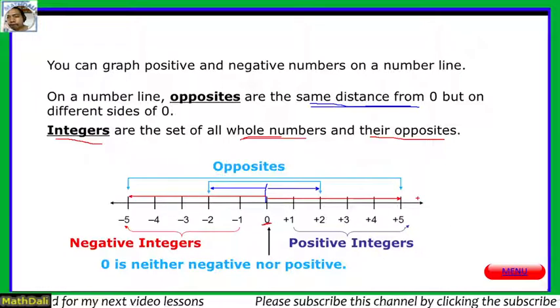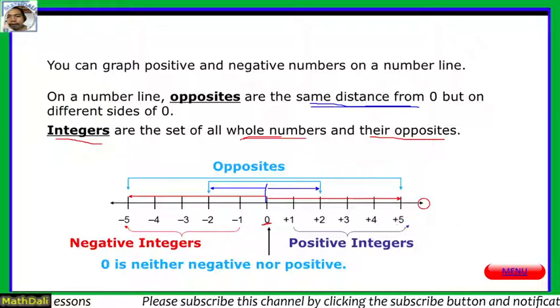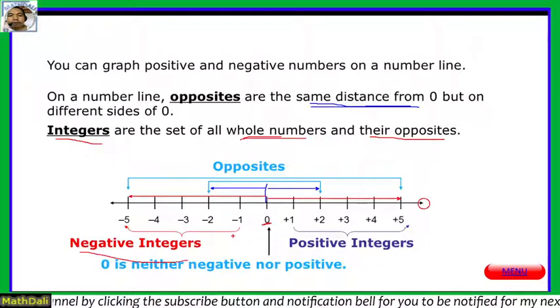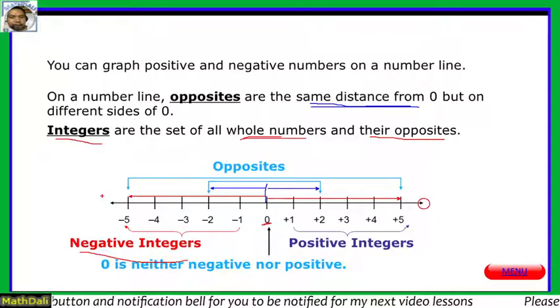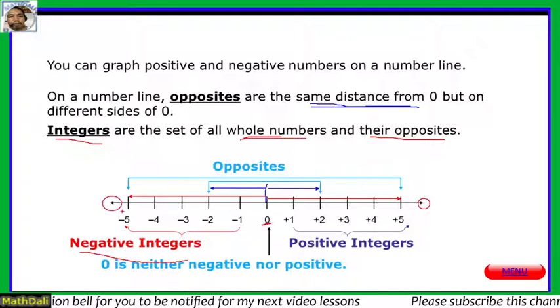So, tandaan, meron tayong arrow dito. Ibig sabihin, papunta sa right yung ating positive. Then we also have numbers that are written at the left of 0. Ito yung ating mga negative integers. We have negative 1, negative 2, negative 3, negative 4, negative 5, hanggang sa negative infinity. Yan ang ibig sabihin ng arrow dito.